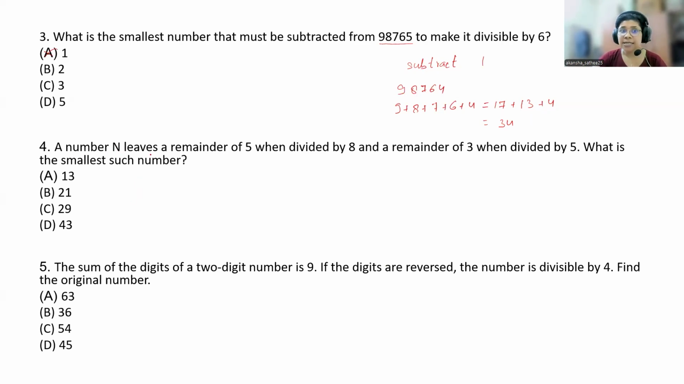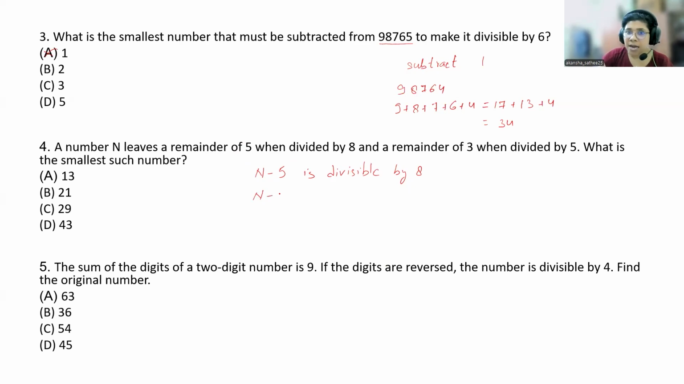A number n leaves a remainder of 5 when divided by 8 and remainder 3 when divided by 5. What is the smallest such number? So, a number leaves remainder of 5 when divided by 8. That means if the number is n, what does it mean? It means n minus 5 is divisible by 8, because the remainder it leaves is 5. So if you subtract 5, the number is divisible by 8.